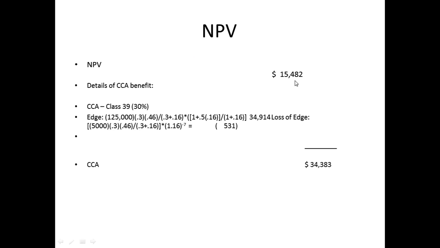So it's positive. Now the details of the CCA benefit are included here, and you'll see that it includes the loss of the edge as well as the edge formula. So there's $34,000 for the original edge formula minus 531 for the loss of the edge. Let's take a look at the second machine, the semi-automatic.